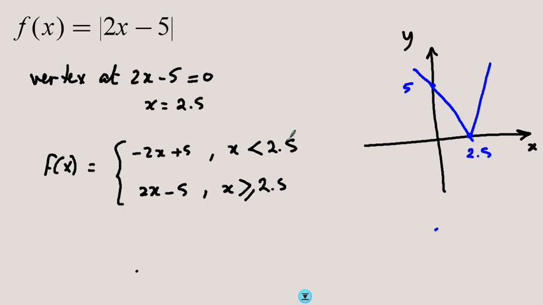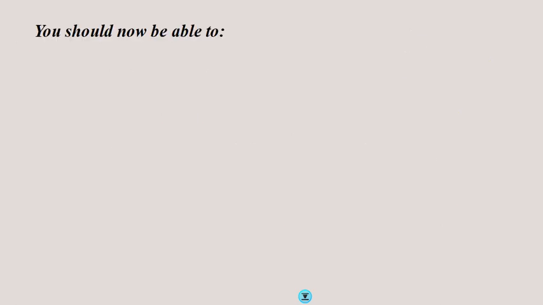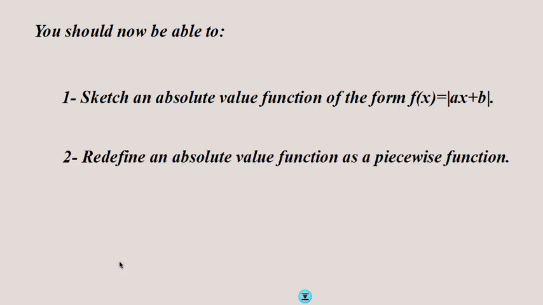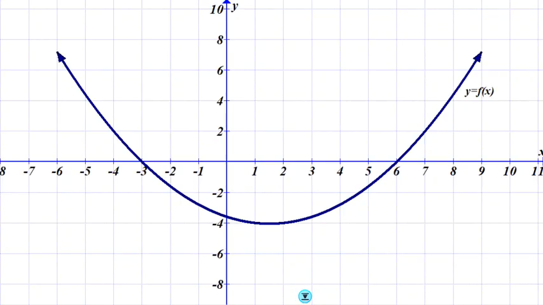Now, you should be able to, first of all, sketch an absolute value function of the form f of x equals the absolute value of a linear, and you should be able to redefine an absolute value function as a piecewise function without the use of the absolute value signs. And having done that, let's take things one step further, just for a quick challenge.